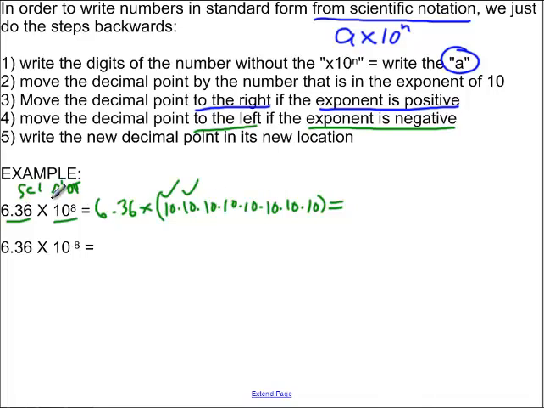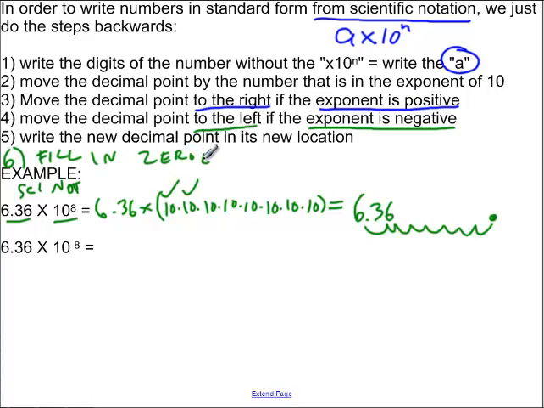So if we follow all these rules, this is again our thought process. 6.36 times 10 to the 8th power is 6.36 times all these 10s, and every time we multiply by 10, we're moving our decimal point to the right. So if we follow these steps, we'd write our a, 6.36, and then move the decimal point by the number that's in the exponent. Here's our exponent. We're going to move it to the right if the exponent is positive. The exponent's positive, so we're moving to the right because we're multiplying by 10 each time. 1, 2, 3, 4, 5, 6, 7, 8. And there's our new decimal point. Write the decimal point in its new location.